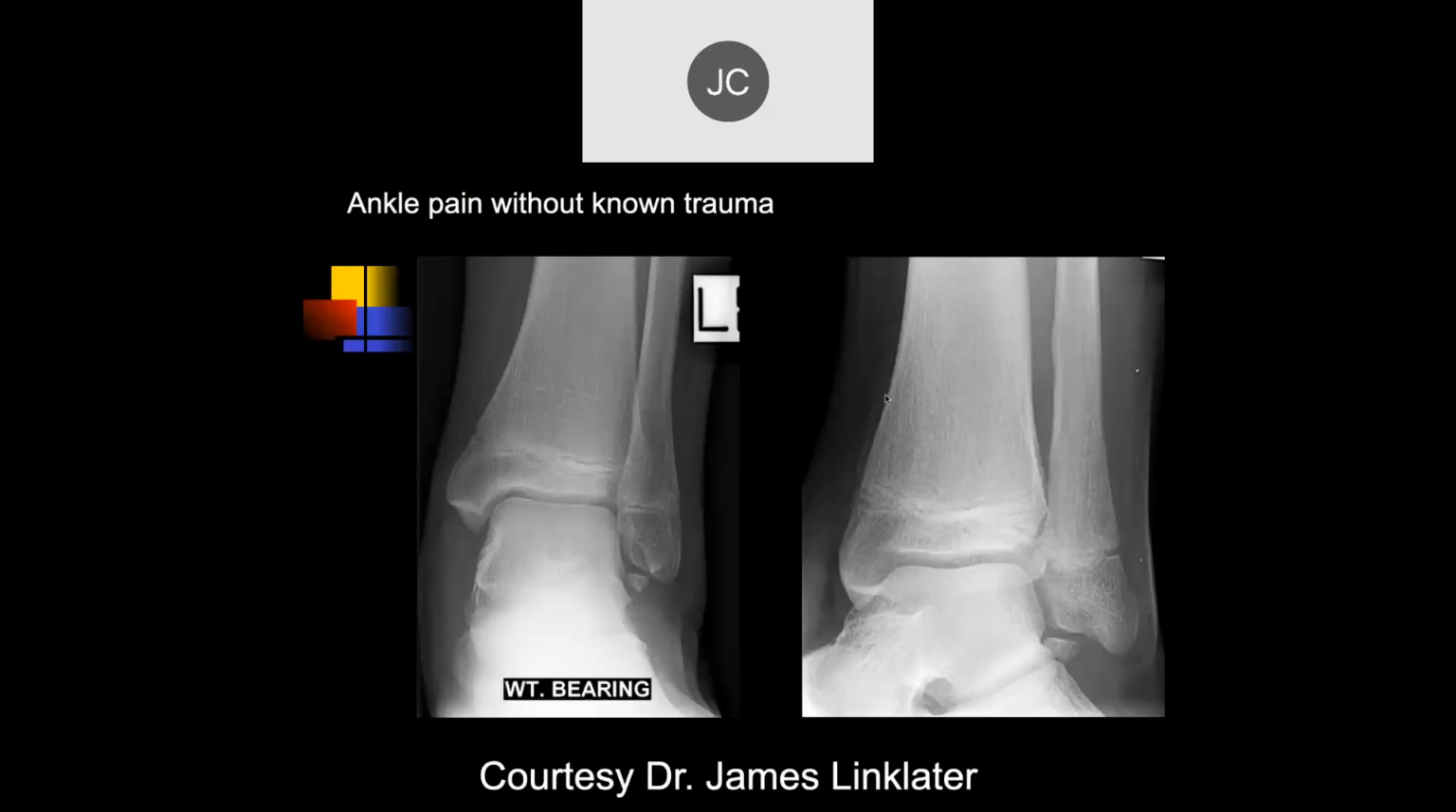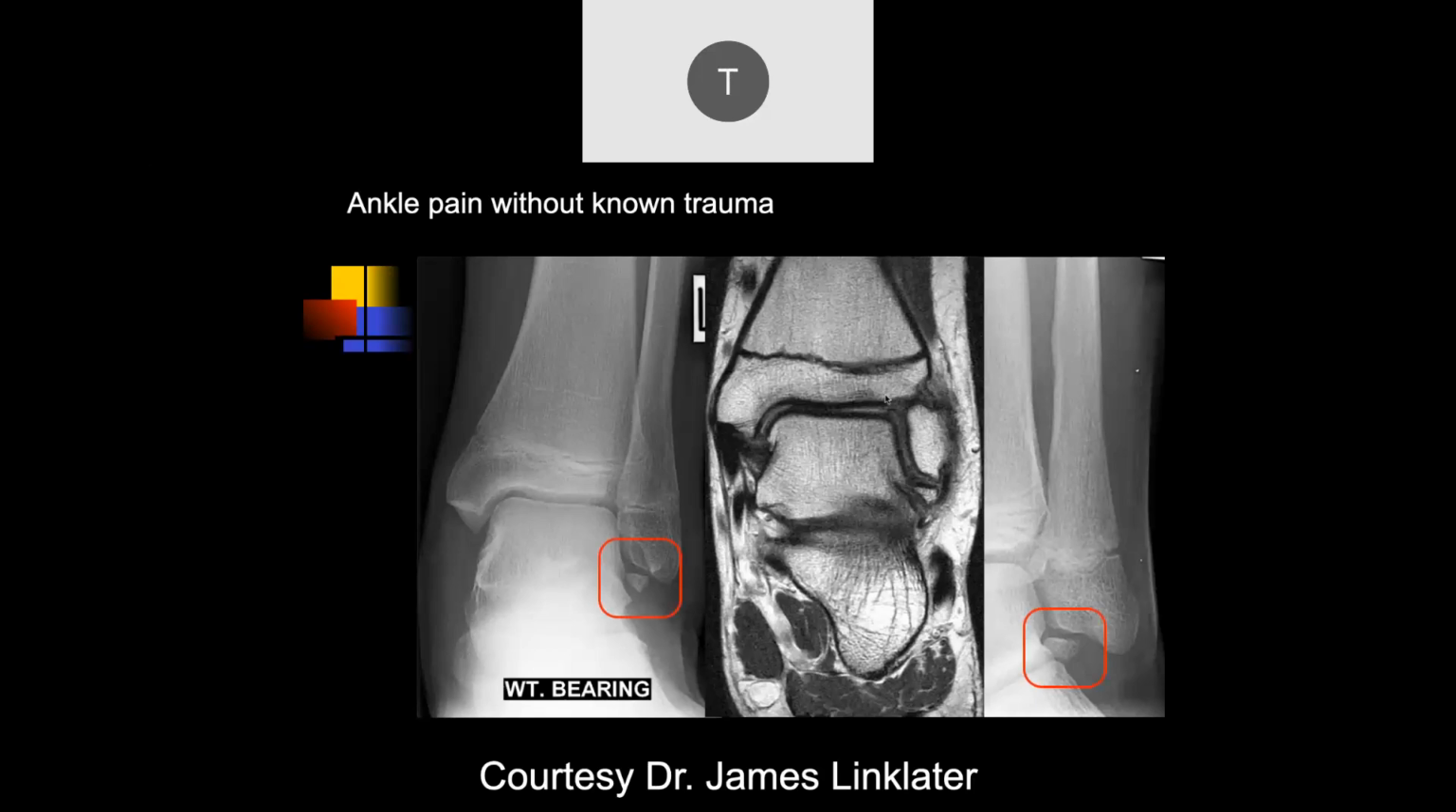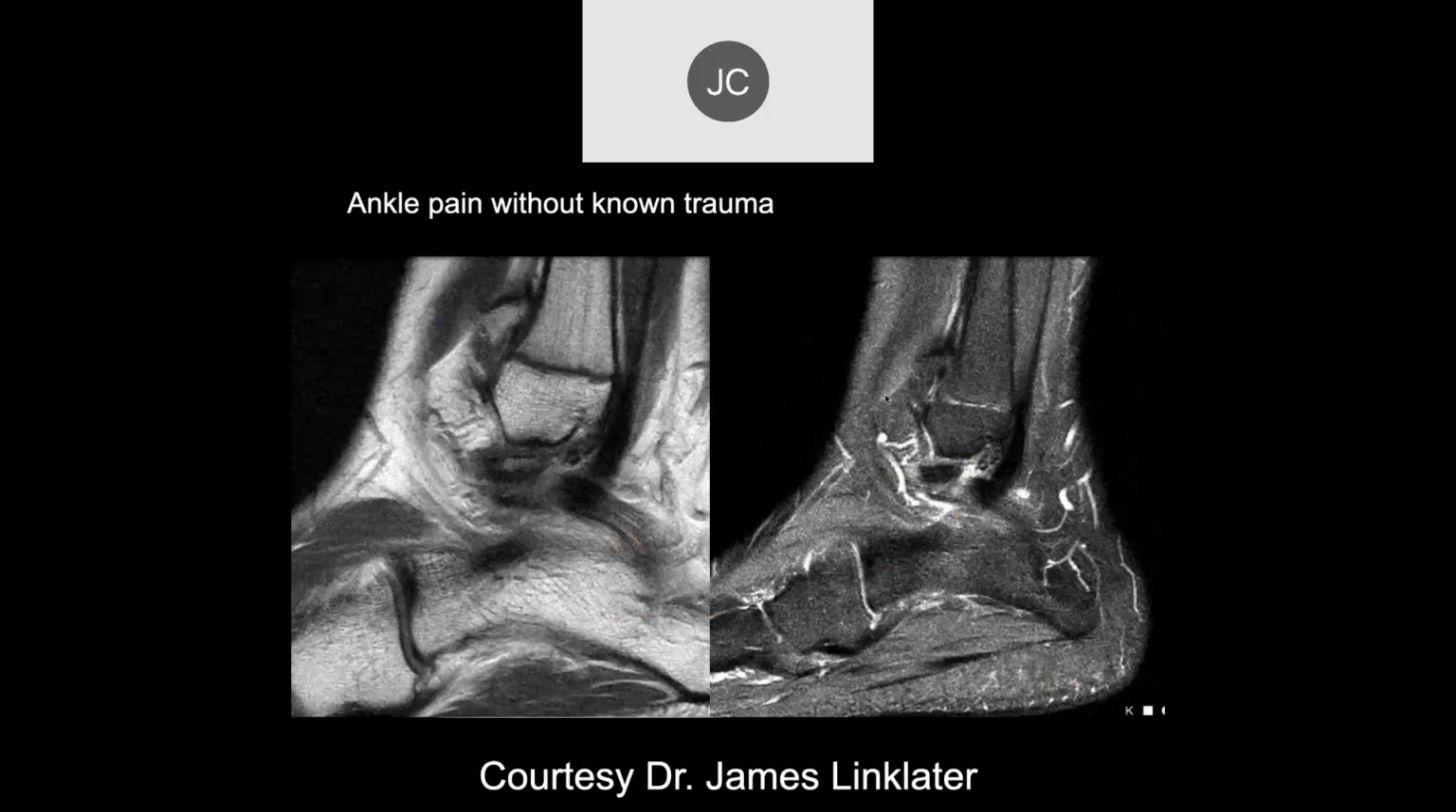Okay, Tayson, ankle pain without known trauma. All right, well, it looks like a well-corticated ossicle inferior to the lateral malleolus. Here's what the MR scan looks like. Is this an os fibulare? Okay, this is an os fibulare. Good, that's what it is. And what is an os fibulare?